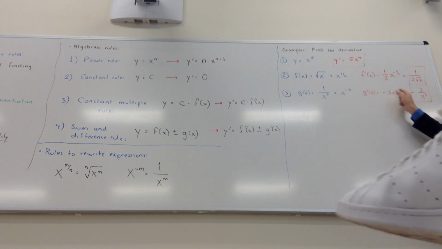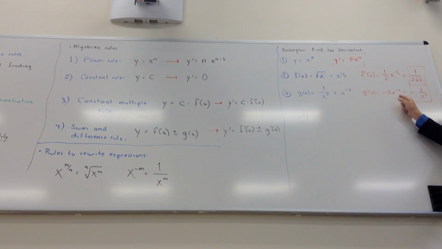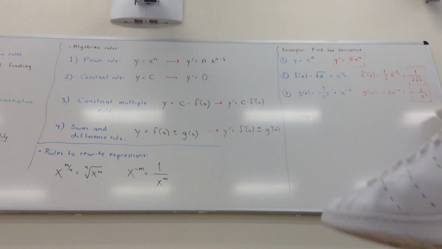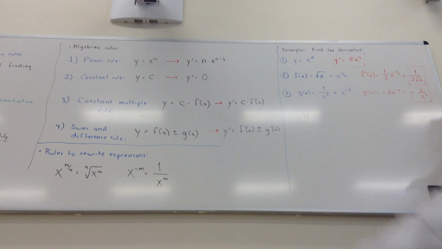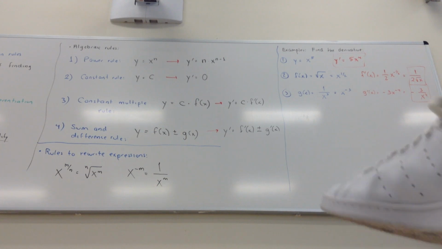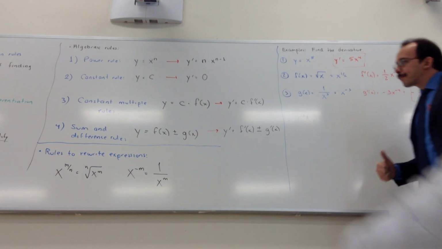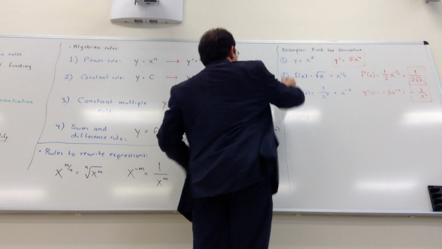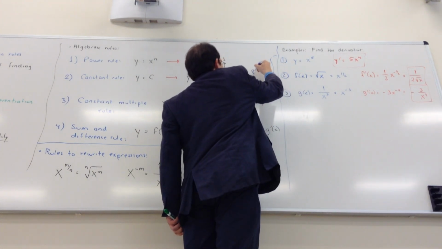Minus 3 minus 1 is minus 4. You should have it. Yeah, always. No fractional powers, no negative powers. You do it right, with a root or with a fraction, at the end. The answer. Okay? That's for the first rule. Power rule.